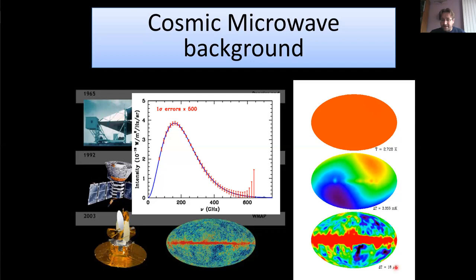And then if we look in microkelvin, delta T of 18 microkelvin, this is this COBE. Millionths of a Kelvin difference. Millionths. 18 microkelvin hotter, 18 microkelvin cooler.